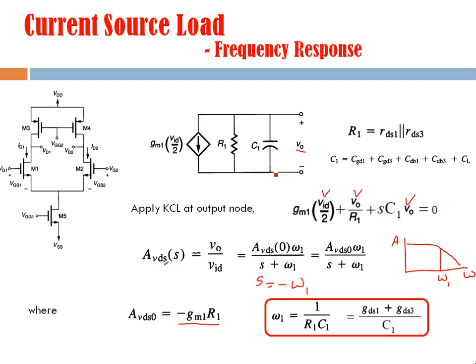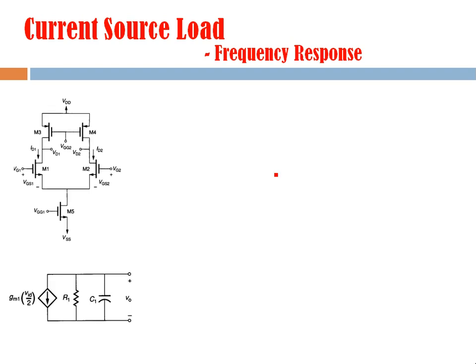Now the next important performance parameter in case of any amplifier is its gain bandwidth product. For the gain bandwidth product, you can see that first we need to find out the voltage gain, and the cutoff frequency we already know. The differential voltage gain of this differential amplifier with current source as a load is given by this formula, and its cutoff frequency is given by this formula, where R1 is this one, right.